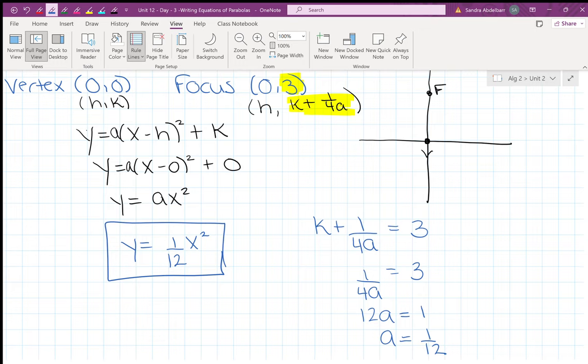Would it be okay if you left it as y equals 1/12 parentheses x minus 0 squared plus 0? Sure, I take that. That's fine.